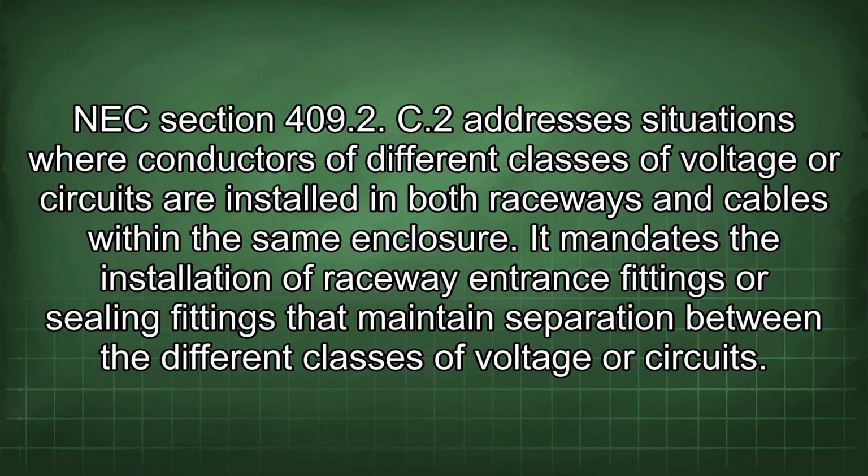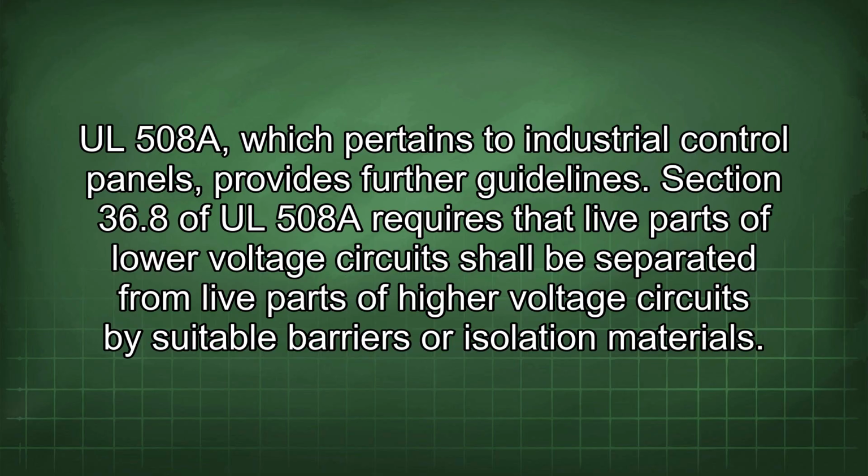NEC Section 409.2 C2 addresses situations where conductors of different classes of voltage or circuits are installed in both raceways and cables within the same enclosure. It mandates the installation of raceway entrance fittings or sealing fittings that maintain separation between the different classes of voltage or circuits. UL 508A, which pertains to industrial control panels, provides further guidelines.